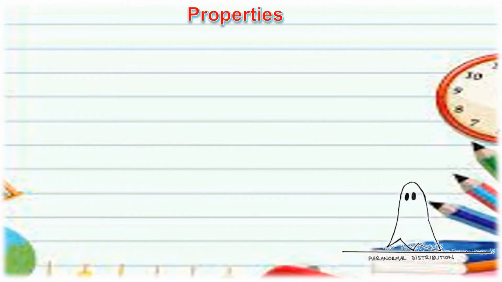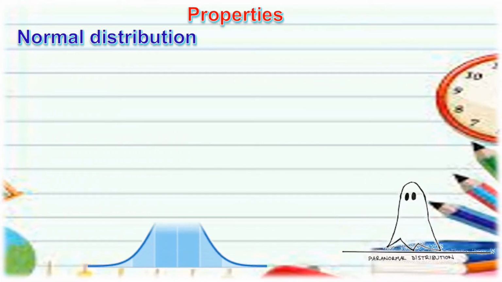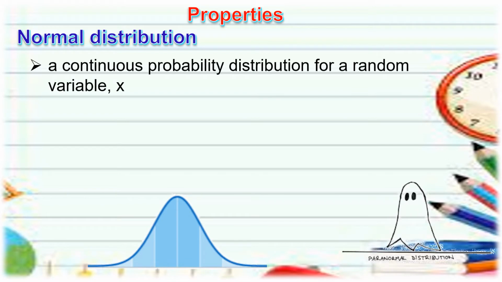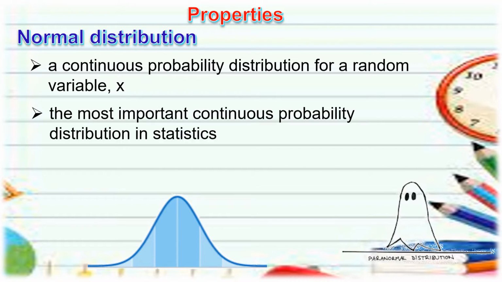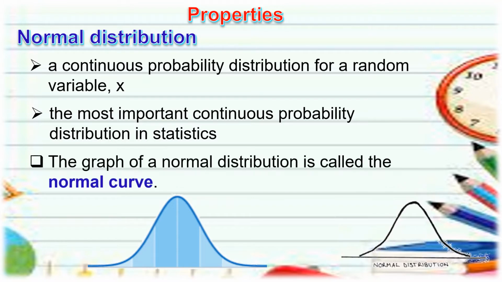First, let us talk about the properties of a normal distribution. A normal distribution is a continuous probability distribution for a random variable x. It is the most important continuous probability distribution in statistics. And the graph of a normal distribution is called the normal curve.